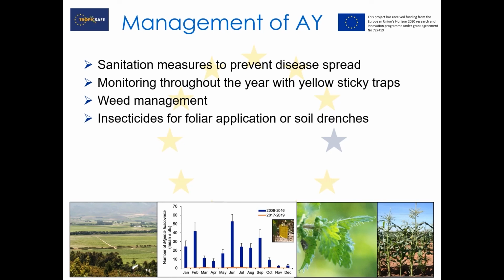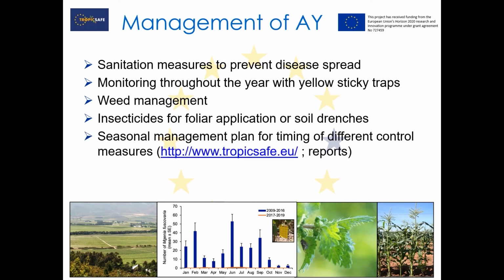Insecticides for foliar application or soil drenches that have been registered for the management of the insect vector should be used based on the presence and population size of the vector according to the manufacturer's specifications. The different control measures have been included in a management plan for aster yellows. The management plan can be found on the TROPICSAFE internet site under reports.